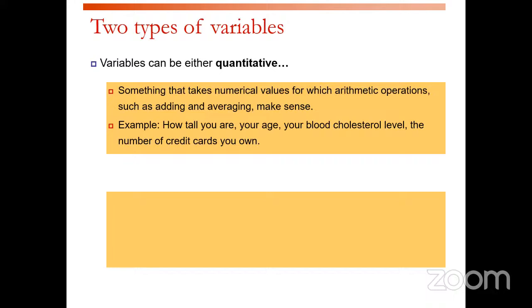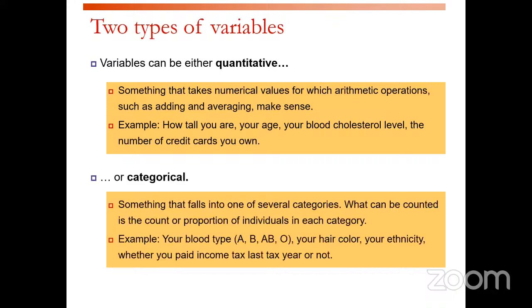For example, how tall you are, what is your age, what is your cholesterol level, right, etc. So this kind of question always gives you a response in the quantitative type of variables or quantitative data type. Another form of variables may be the categorical, right?